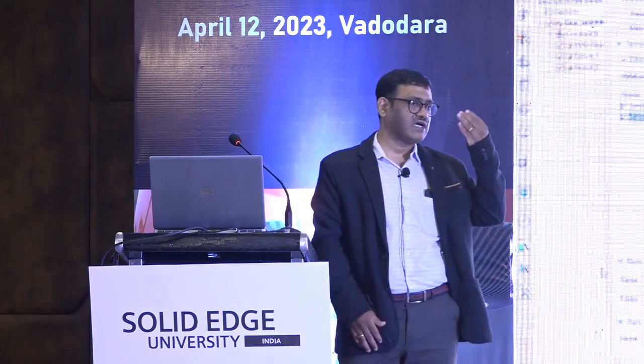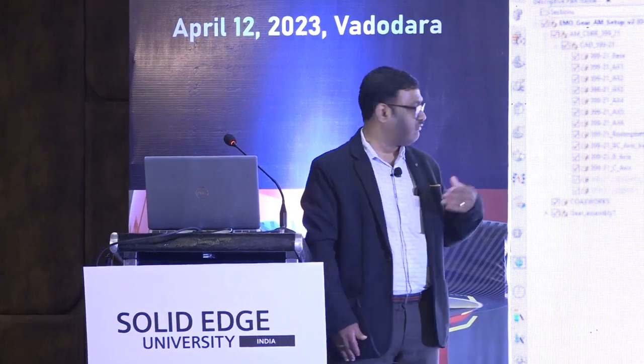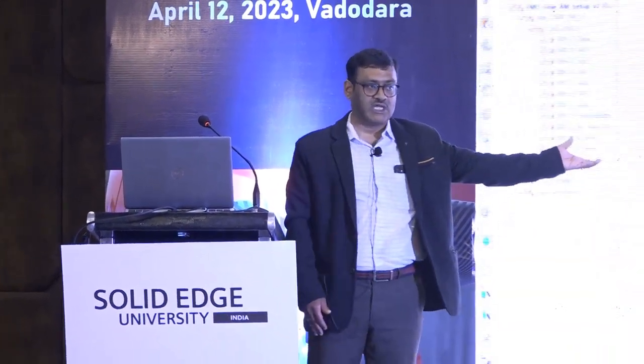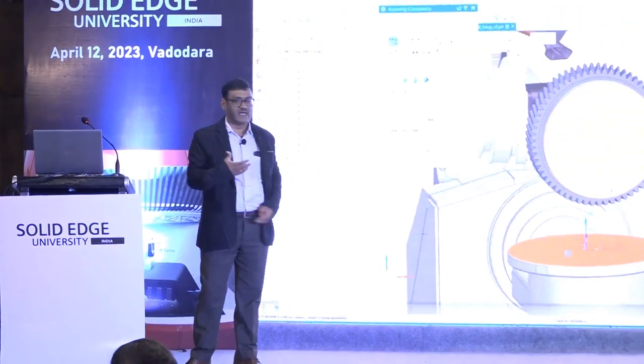I have added not a conventional machine, I have added an additive machine, right? This is a Chiron machine from Germany, where we have added a part which is gear machining, where only the local teeth are being repaired. I'm adding an assembly constraint.